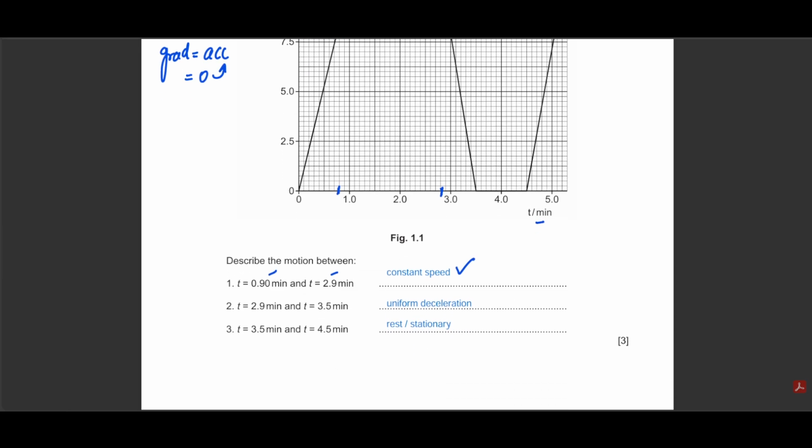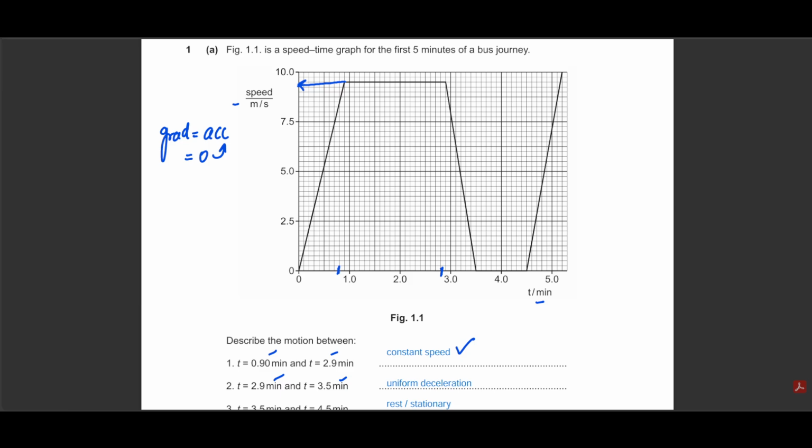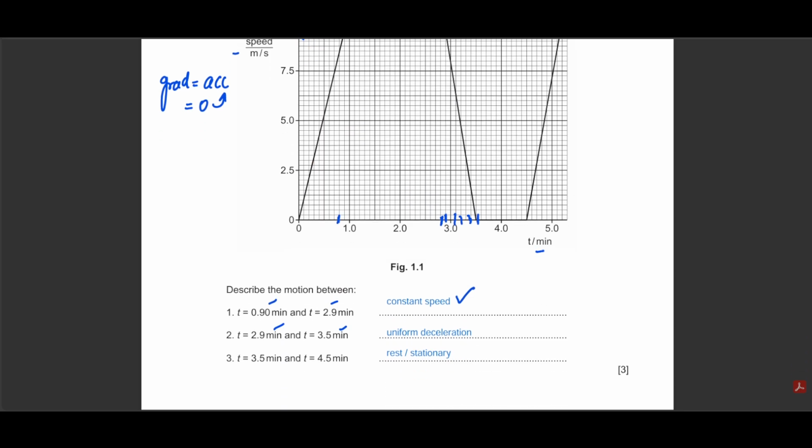The next part, he says, describe between 2.9 and 3.5. Between 2.9 and 3.5, we can see that the speed is decreasing, because as time is passing by, the speed of the object is decreasing. So we can say it is a deceleration case. And since it's a straight line with a negative gradient, we can say it's a uniform deceleration.